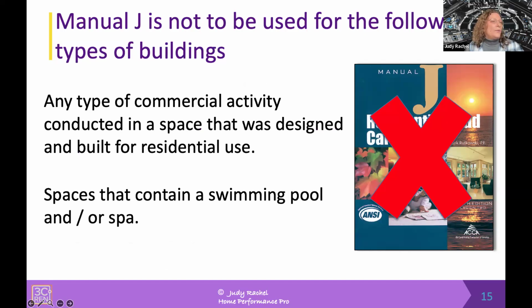It's also not to be used, even if it's a residential building, if there's any type of commercial activity being conducted in the space. Then Manual J is not the appropriate procedure for that. And spaces that contain swimming pools or spas actually need their own very special load calculation procedures as well.